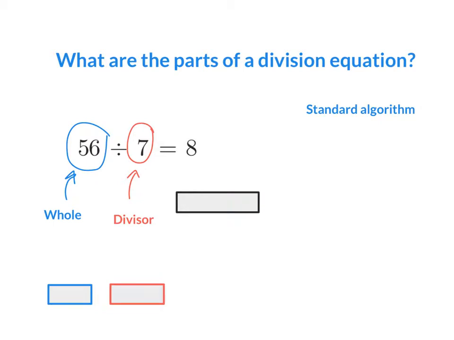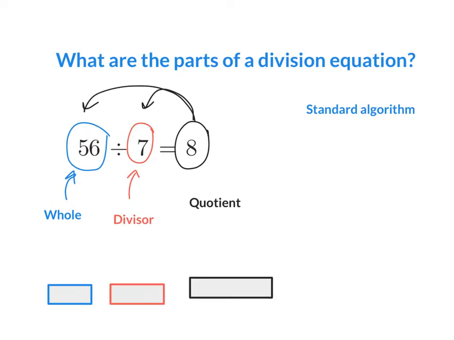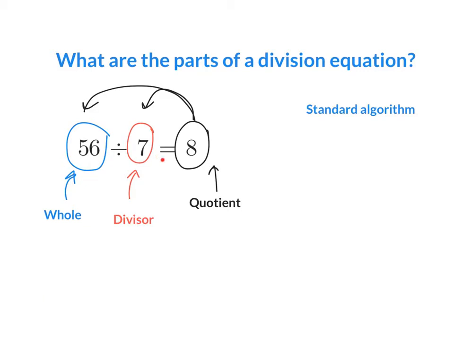Okay. And then the last part is the answer. The answer tells you that there are 8 groups of 7 in 56. The last part is called the quotient. Go ahead and label that as well. Sometimes we see division equations written like this, horizontally, in a sentence. That's a division sentence. But many times we see it written in a way called the standard algorithm. And that's when you have that weird division sign, okay?